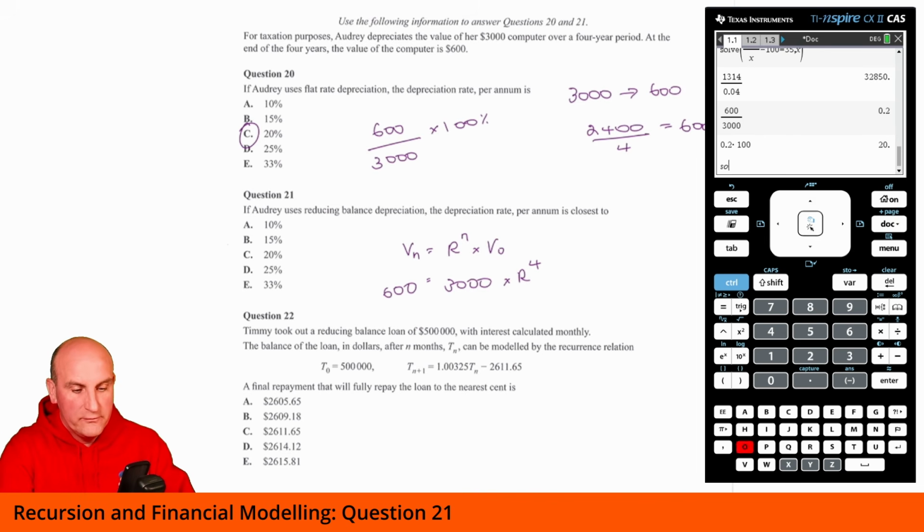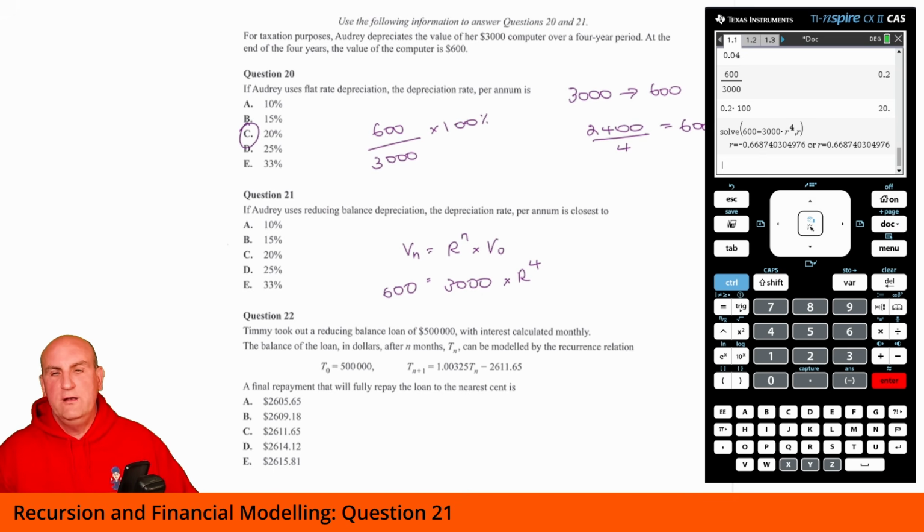So what do we got here? So we're going to solve. Yep. 600 equals 3,000 times R to the power of 4. And we're going to do comma R, if you'd be so kind.